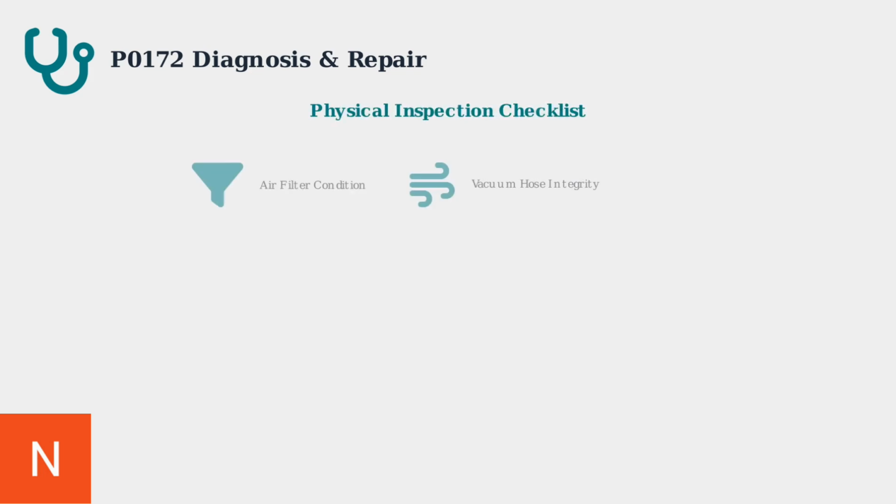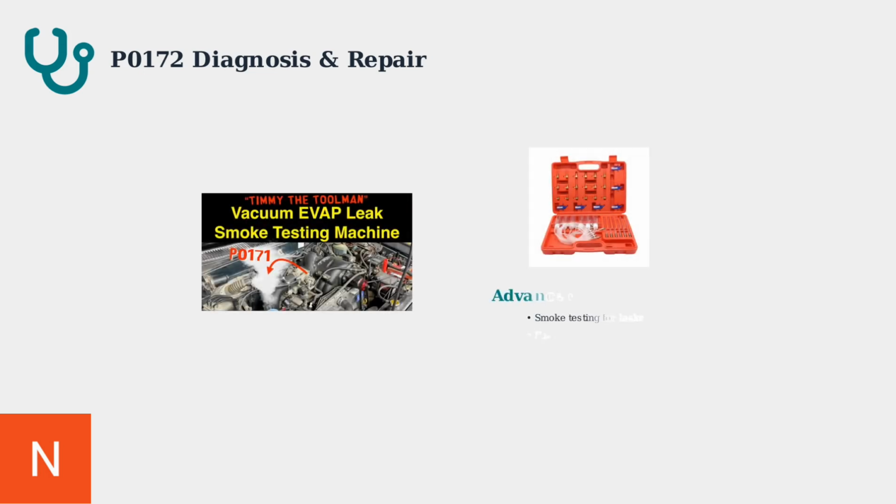Physical inspection is critical for finding the root cause. Check the air intake system for restrictions, inspect vacuum hoses for cracks or disconnections, and examine fuel system components for leaks or contamination. Advanced diagnostics include smoke testing to locate vacuum leaks and fuel injector flow testing. Smoke testing involves introducing harmless smoke into the intake system to visually identify leak points.